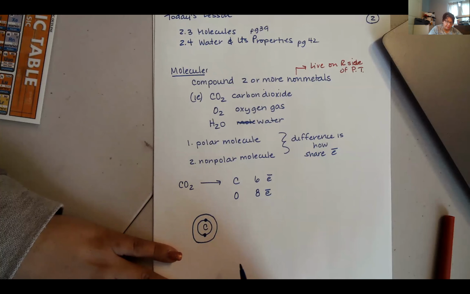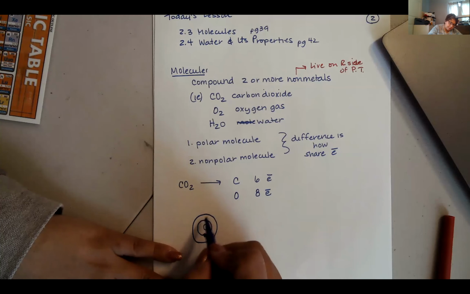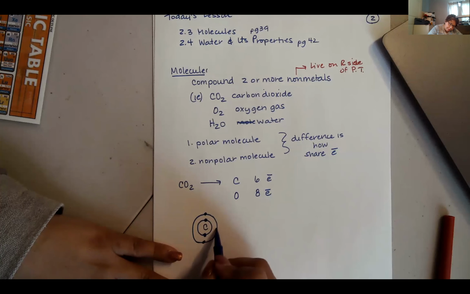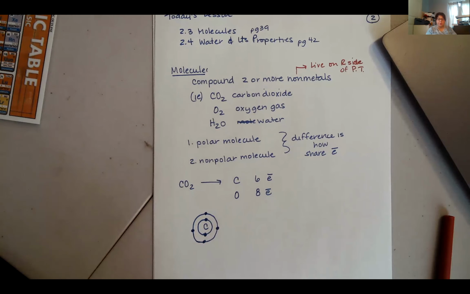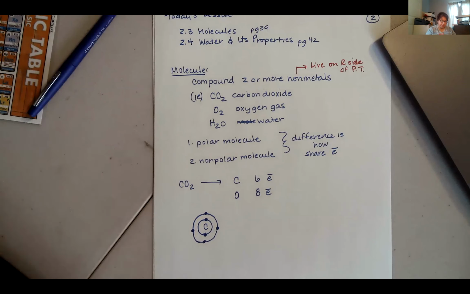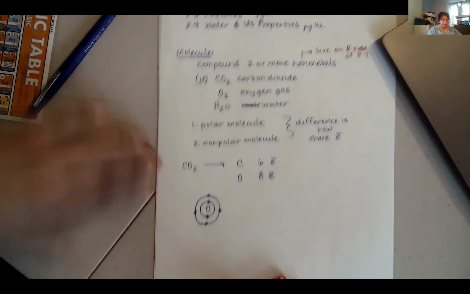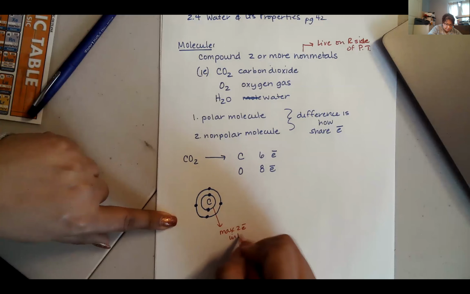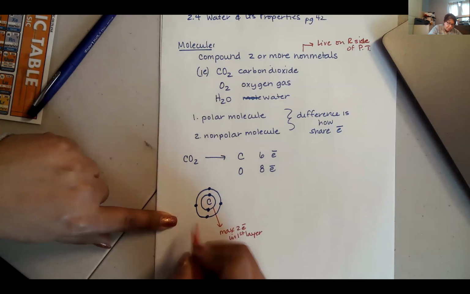Carbon has 6 electrons. So 2 electrons are in the first layer, and then 4 electrons are in the second layer. There's a rule in nature that says when you arrange electrons you can have a max of 2 electrons in the first layer. Then there's a rule that says you can have a max of 8 electrons in the second layer. Carbon only has 6 total electrons, so it's going to have 2 in the first layer, 4 in the second layer.